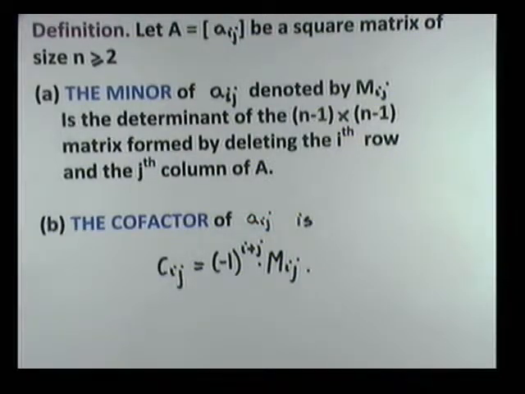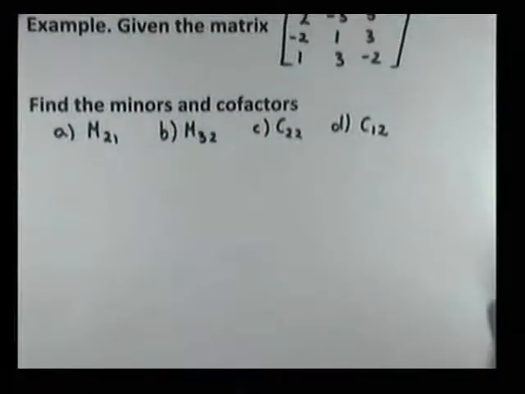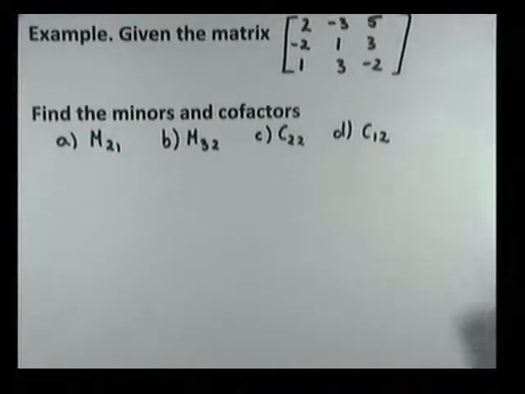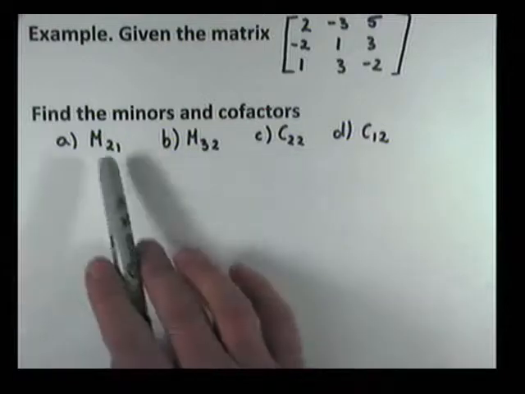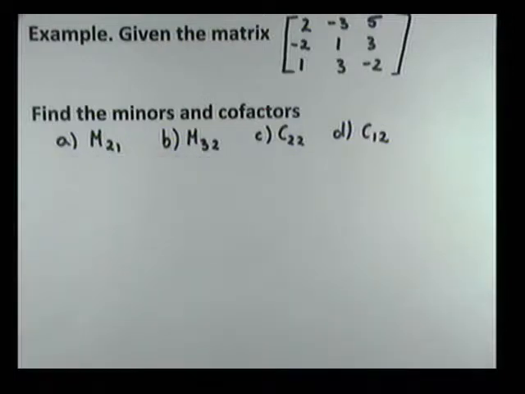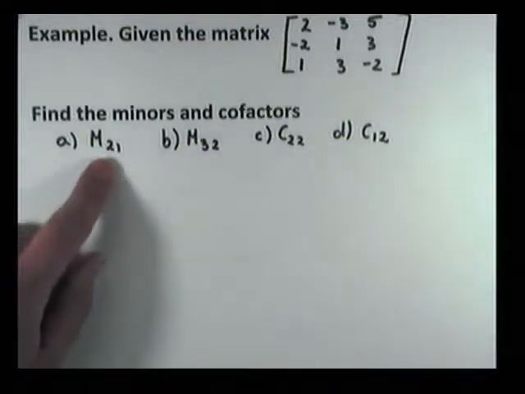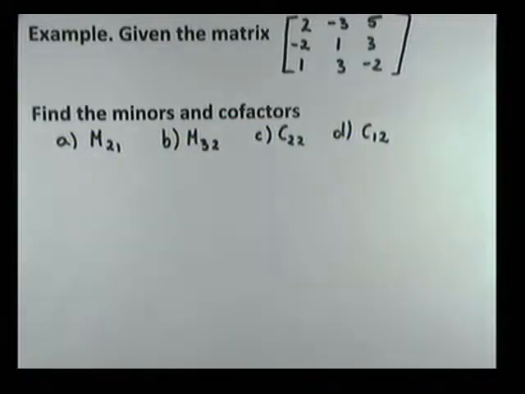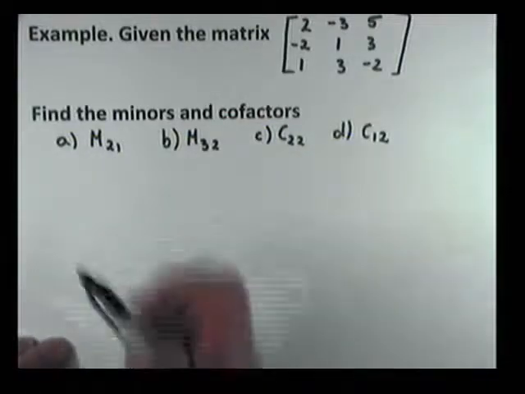Okay, so for the given matrix, let's say that we have here an example. For the given matrix, find the minors and cofactors. M21, M31, those are minors, and then we have cofactors. So first we would like to find minors. First we have minor 2,1.